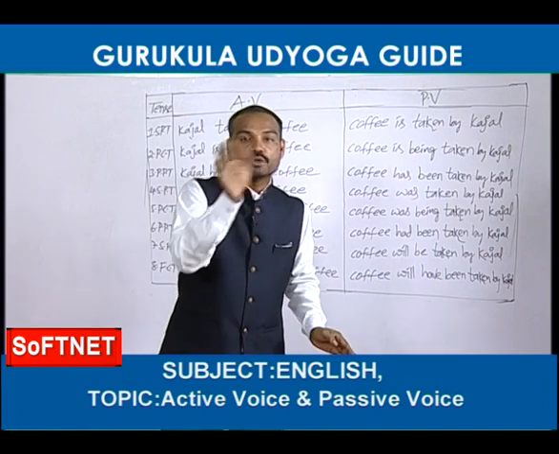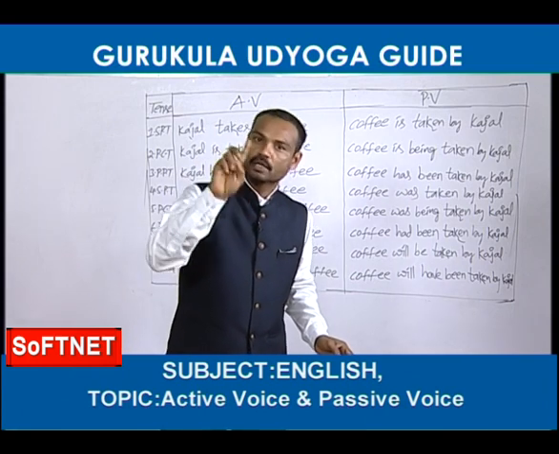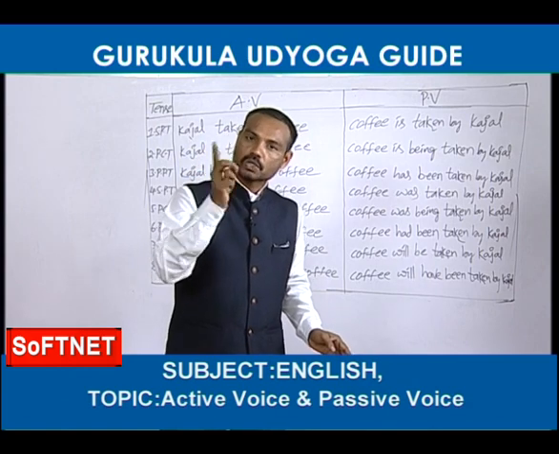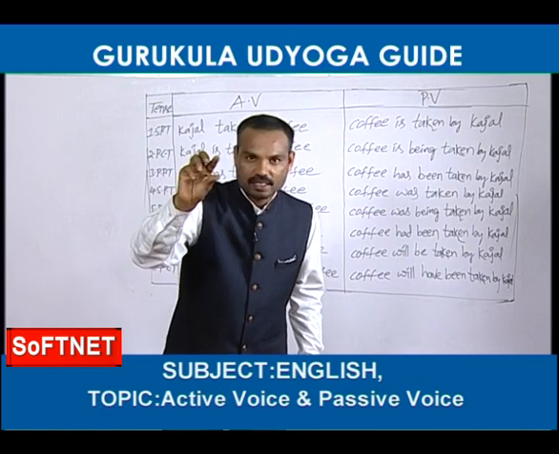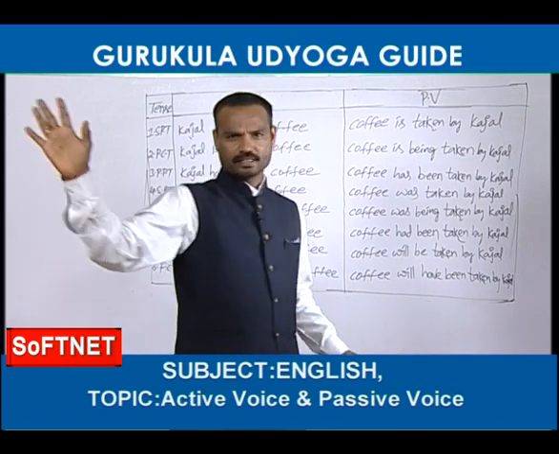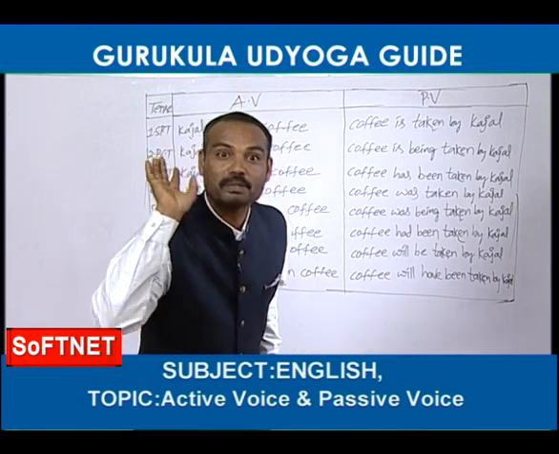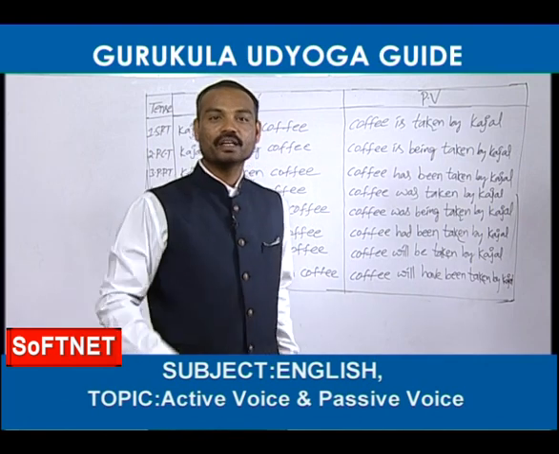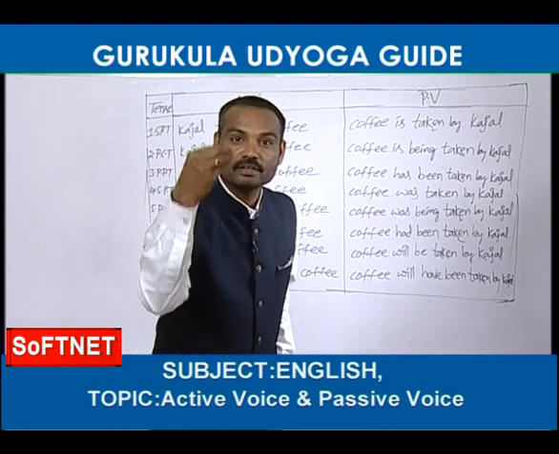Whenever you find modal verbs in the active voice, like shall, should, will, would, can, could, may, might, must, that modal verb should be written as it is. After writing that modal verb as it is, "be" should be written. For example, in the active voice, they have given will. In the passive voice, you write will be.